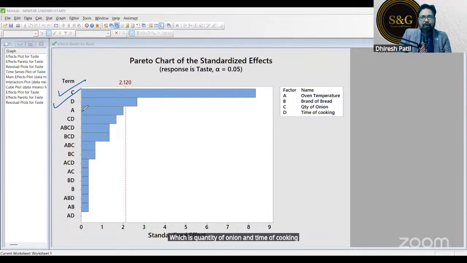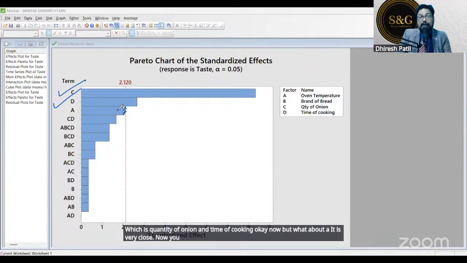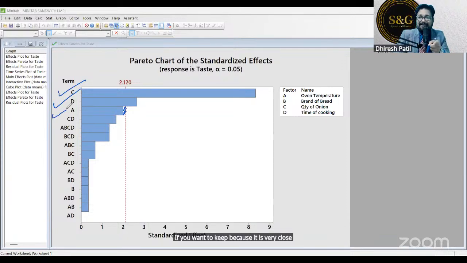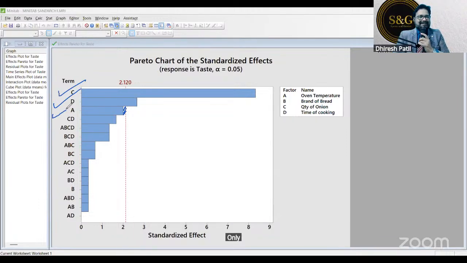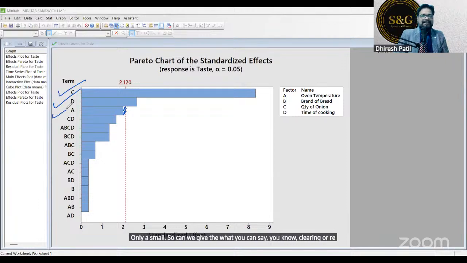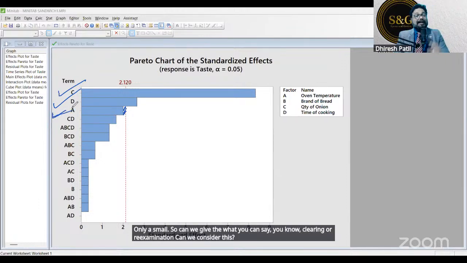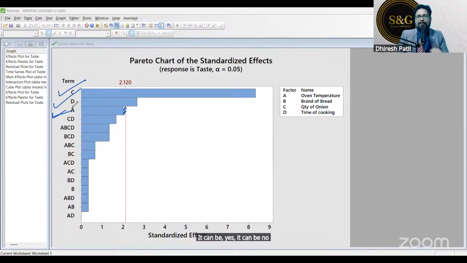Now, but what about A? A is very close. Now you have to take a call. Do you want A in the model as well? If you want to keep it, because it is very close. It's like a student who has scored, let's say, 70% mark is passing, no? A student who has scored 69% mark, only a small difference. So can we give clearing or re-examination? Can we consider this? It can be yes, it can be no. If you consider, we will keep it in the model. Okay, grace mark. We can give grace mark to this.